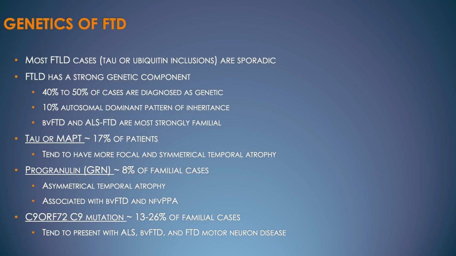But I will say the ones that are most strongly familial are going to be behavioral variant and then the ALS FTD. The primary progressive aphasias, more often than not, are not familial. But then we also have mutations in tau, which is about 17% of patients, mutations in progranulin, and then the C9orf72 mutation. And this is about 13 to almost 25% of familial cases. And again, these are going to be patients with ALS, behavioral variant, or a combination of the two.